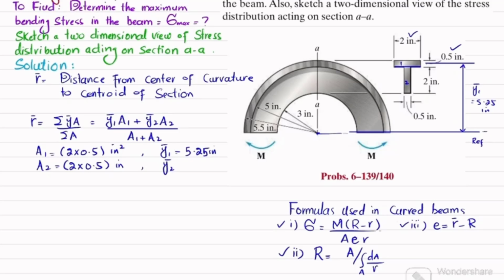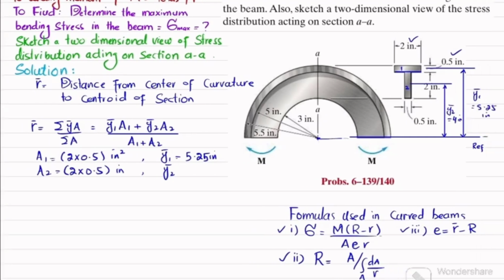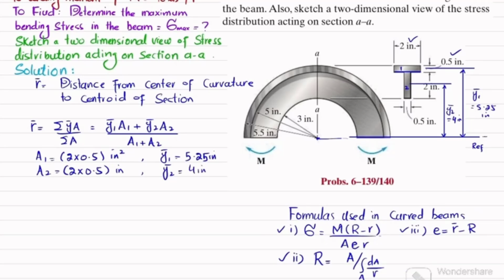Now what is y2 dash? So y2 dash is the distance from this centroid of the section of the curved beam till the mid of the second section. So this distance is already 3, clear. So 3.5 of 2 is 4. So this distance is 4 inch, and I will write it here. This is equal to y2 dash, that is equal to 4 inch.